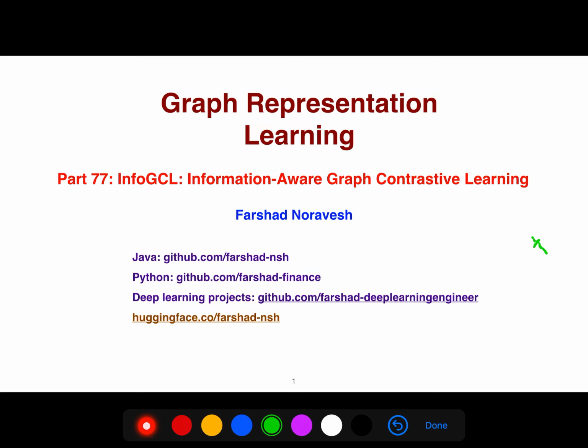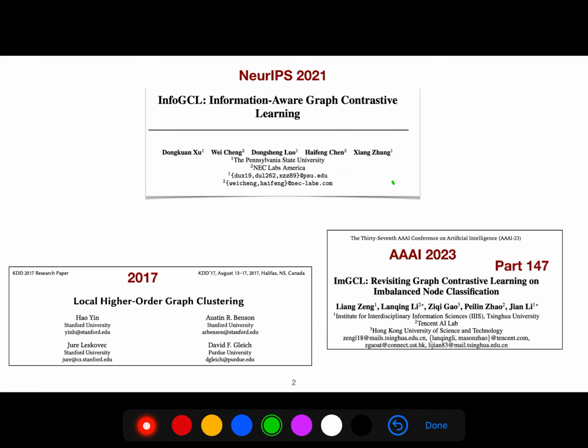Alright, so in this video I'm gonna be explaining another important article with the title infoGCL, Information Aware Graph Contrastive Learning. This NeurIPS paper in 2021 is very important.